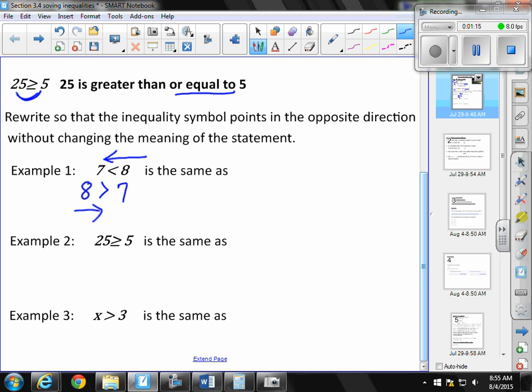Again, same thing when we flip it around. The arrow still points towards the 7. Always points towards the lesser number or the smaller number. 25 is greater than or equal to 5 has the same meaning as 5 is less than or equal to 25. And x is greater than 3 has the same meaning as 3 is less than x.